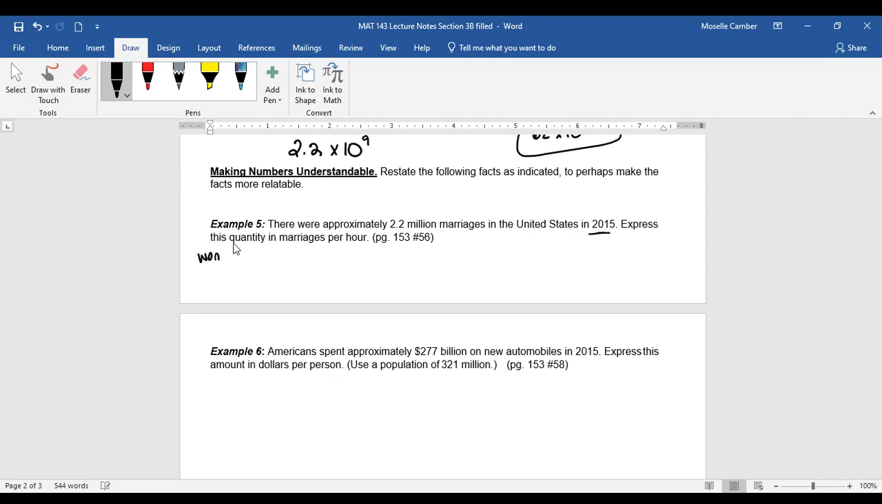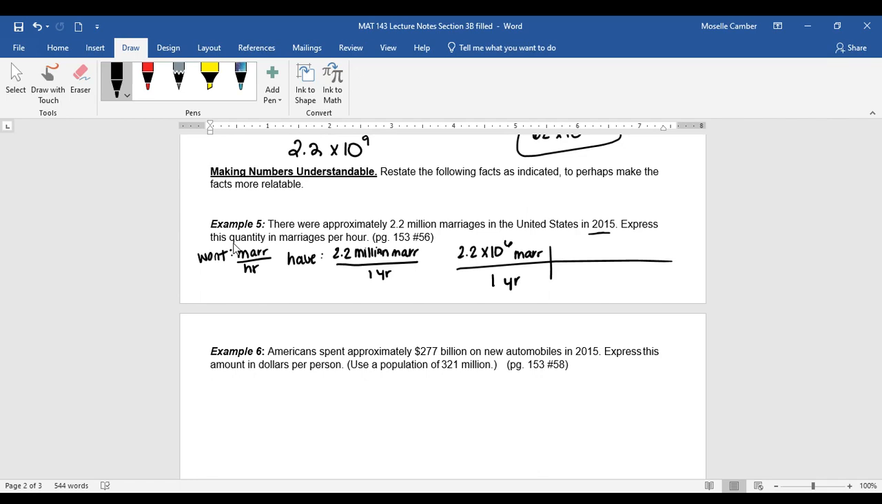So what we want is the marriages per hour. What we have is a number of marriages, which is 2.2 million marriages for 1 year. So start with 2.2 million, which is 2.2 times 10 to the 6th. We start with that one because that's what we have in our want list. So we start with marriages. Now we need to get rid of years and get up to hours.